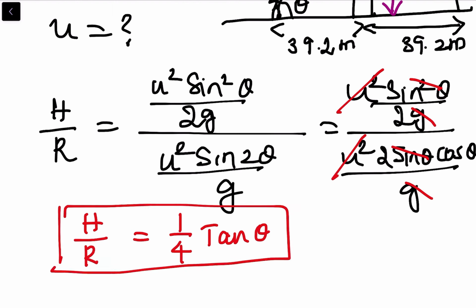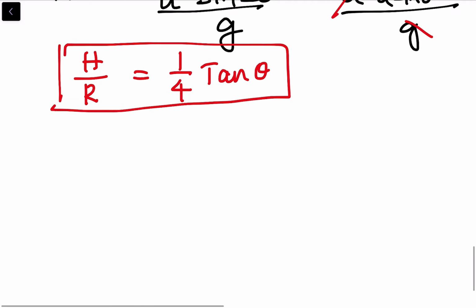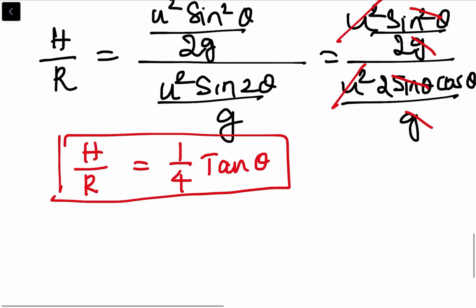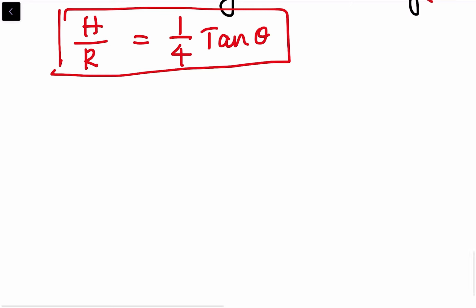Then let's proceed from here. They have given h and r values. You can see here h is 19.6, r is 78.4 meters, h is 19.6 meters. We will substitute them here now.